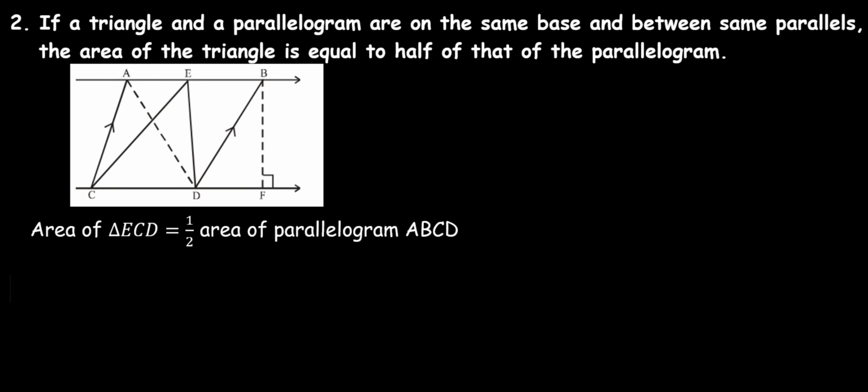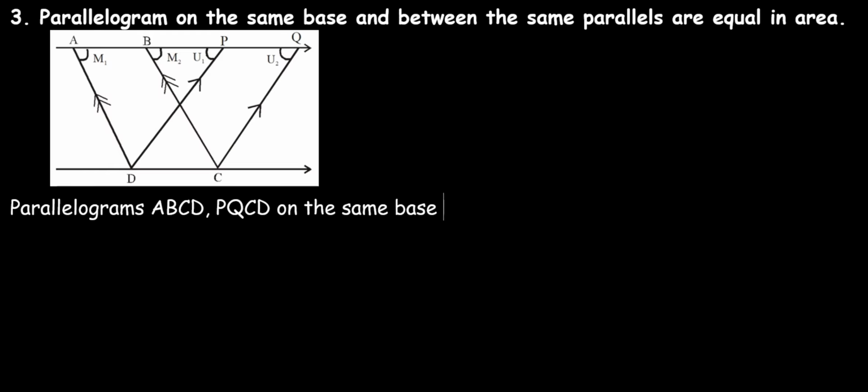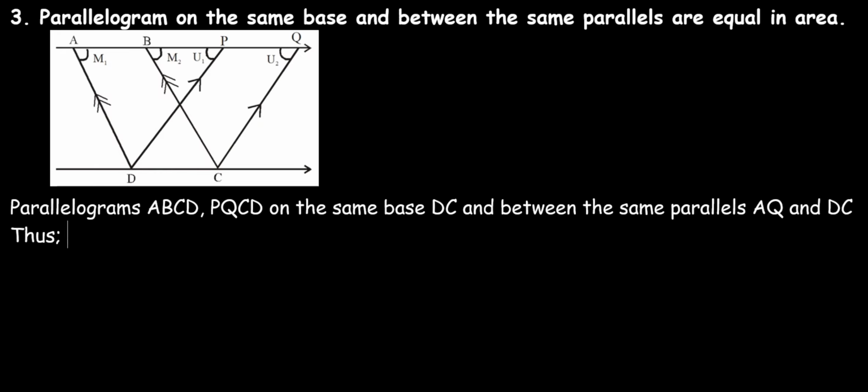The third postulation. Parallelograms on the same base and between the same parallels are equal in area. From the given diagram, parallelograms ABCD and PQCD are on the same base DC and between the same parallels AQ and DC. Thus, parallelogram ABCD is equal to parallelogram PQCD.